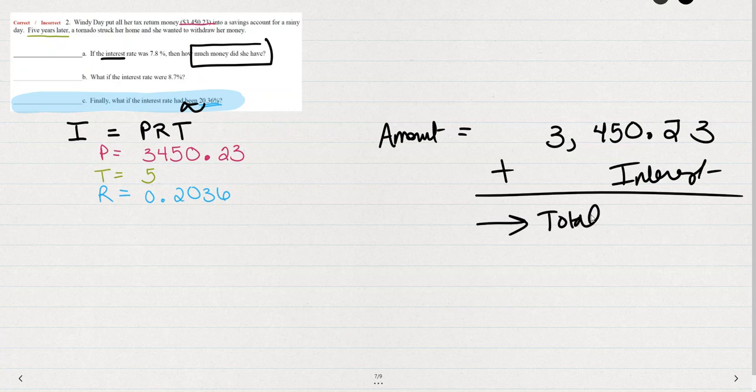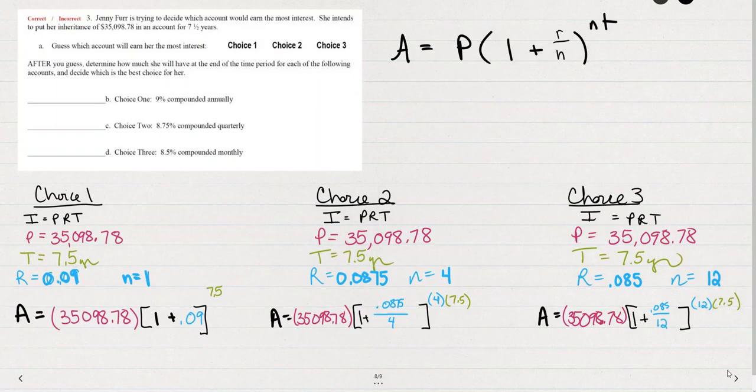So when we make the final answer, how much money did she have? We'll add the interest to her savings amount. Let's look at the third question. Jennifer is trying to decide which account would earn her the most interest. She intends to put her inheritance, $35,098.78, in an account for 7.5 years.